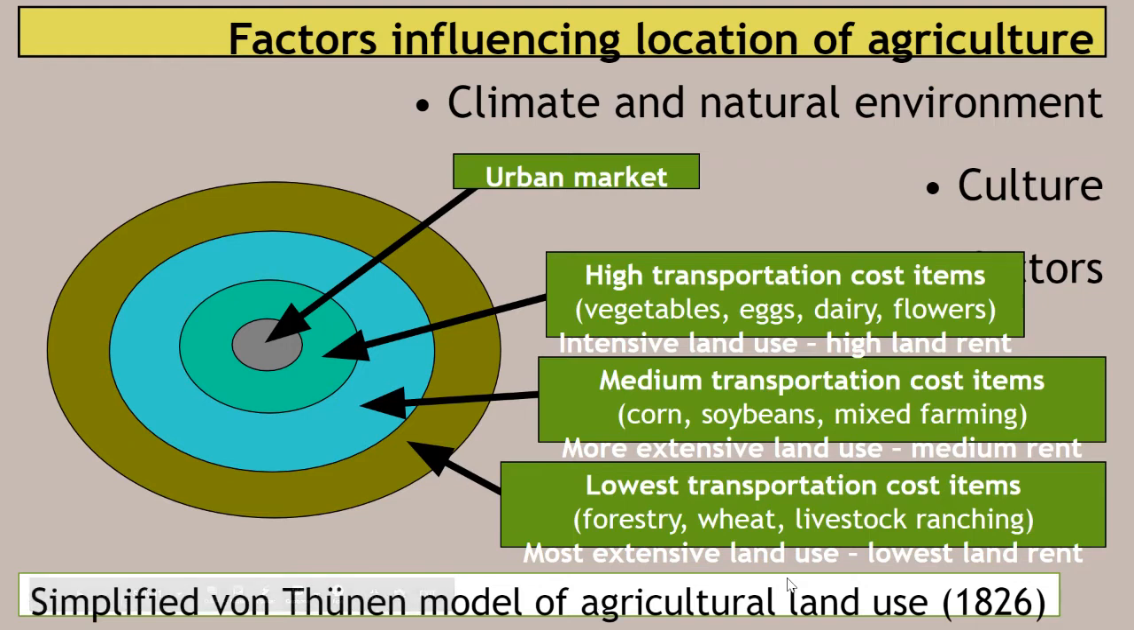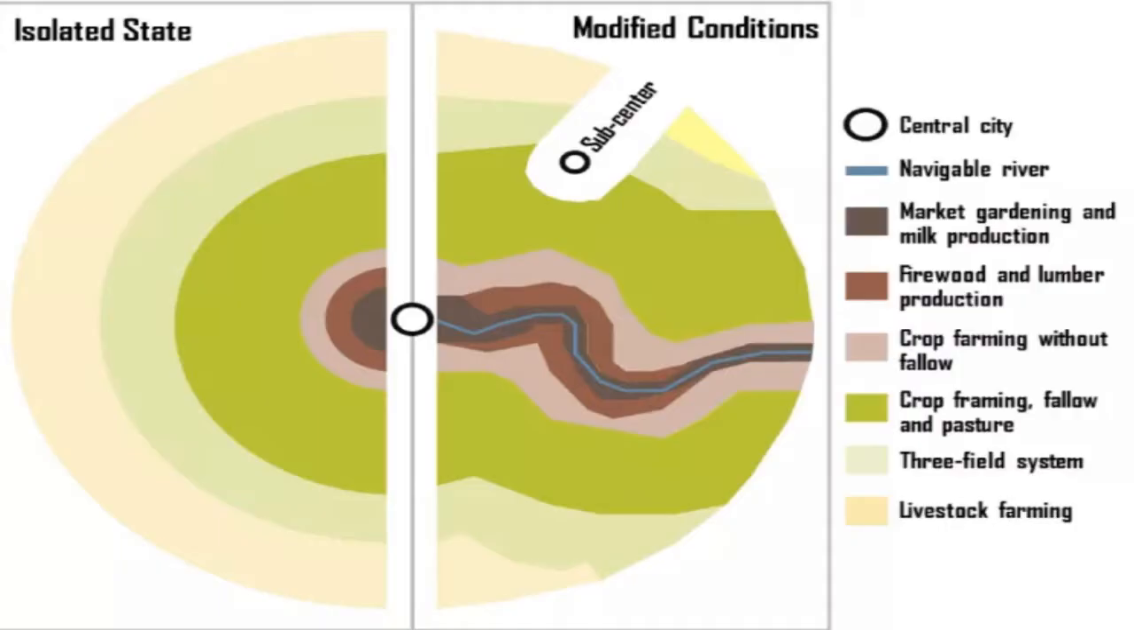And the last one would be the presence of more extensive crops. That would also include things like livestock ranching, which have the most extensive use of land needed, so they are located further away from the city. And also things like cows could be brought to the city for slaughter or for processing, so they are providing their own transportation. So this is an overview of what von Thunen's model looks like.